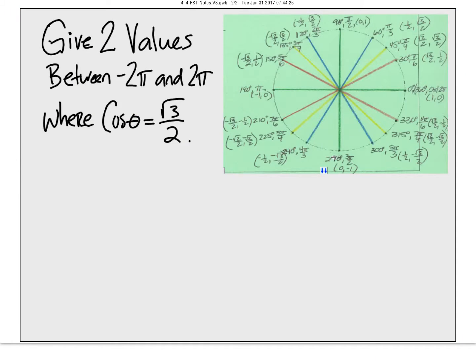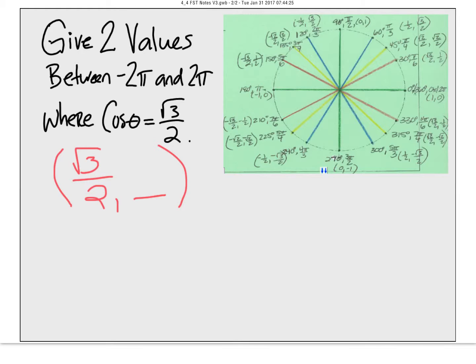Another type of example to show you is this. It says here, give two values between negative 2 pi and 2 pi, where the cosine of theta is equal to the square root of 3 over 2. Now, this statement says the cosine of theta, or the cosine of the angle, equals the square root of 3 over 2. So how you interpret that is they're telling you that the x value of the ordered pair is the square root of 3 over 2, and I don't know the y value.